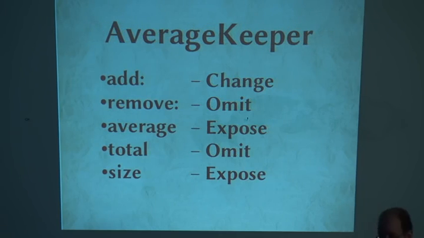And out of the average keeper, we want to expose the average because that's a message that we want to respond to, and we want it to give the average. We want to omit remove and total because we have no need for those. Once again, we want to change the add message because we've got two things to do with add now. And this size also returns the correct thing, so we could just expose that.